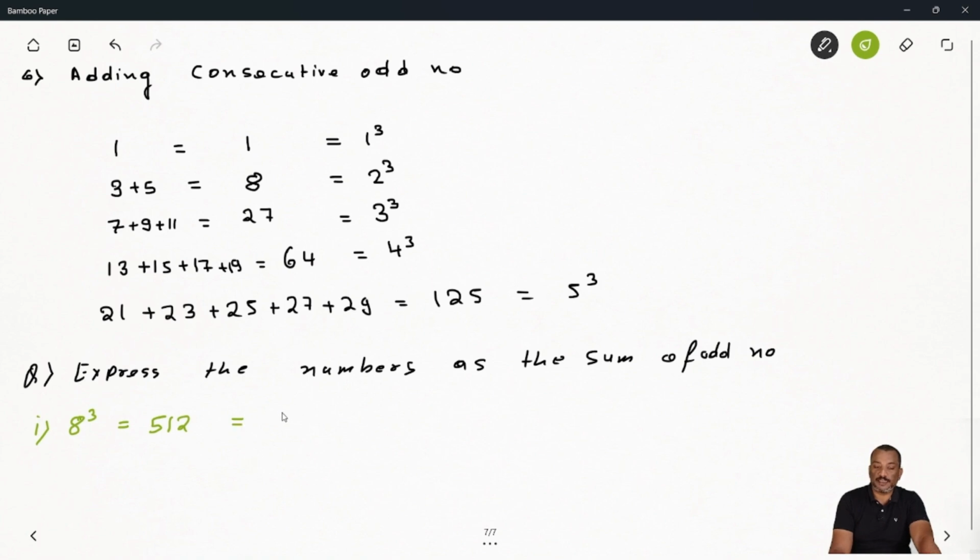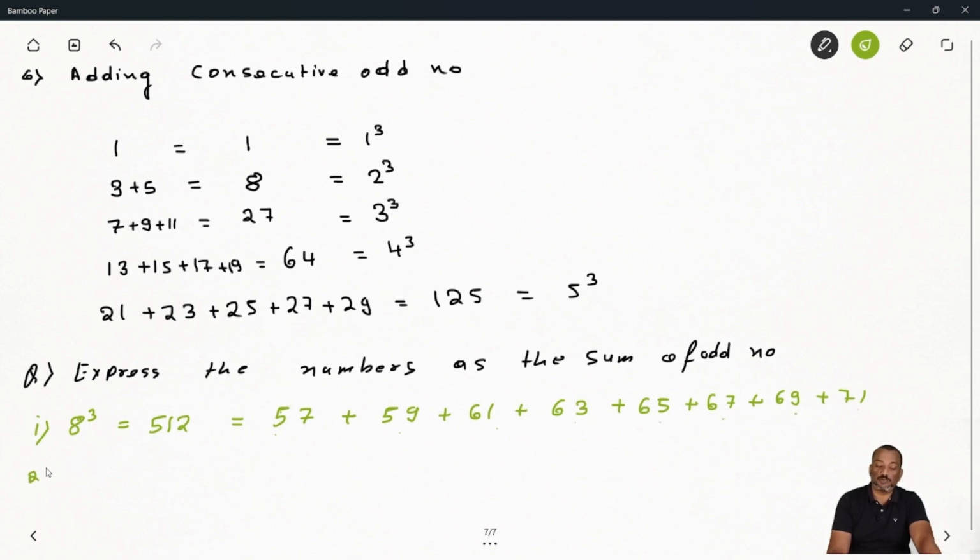So we can say 57 plus 59 plus 61 plus 63 plus 65 plus 67 plus 69 plus 71. Total how many numbers? 1, 2, 3, 4, 5, 6, 7, 8. So this is 8 cube.